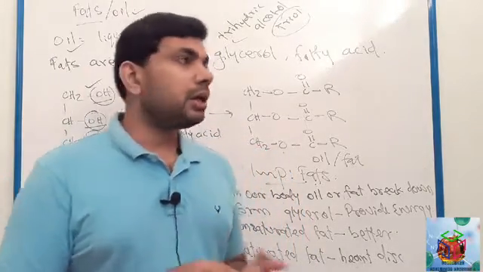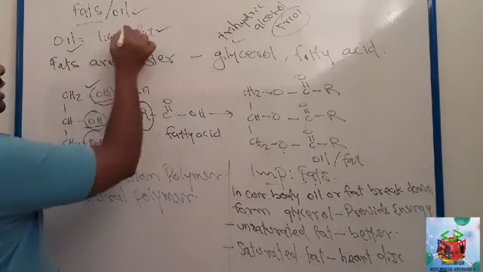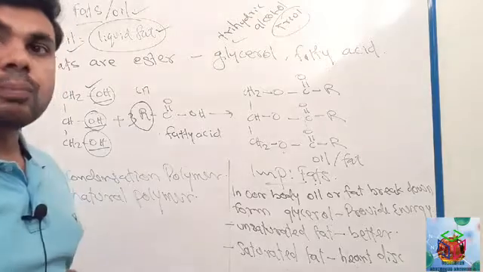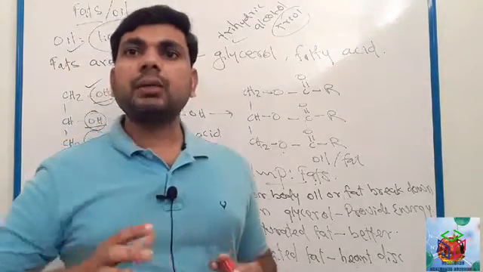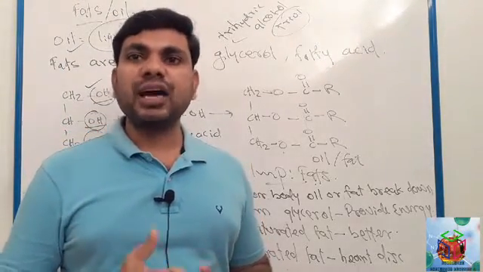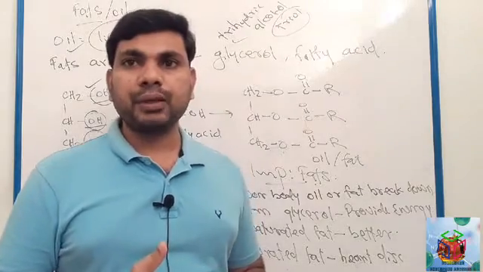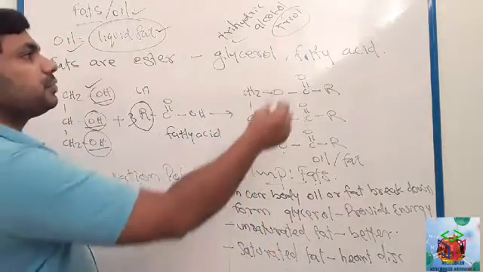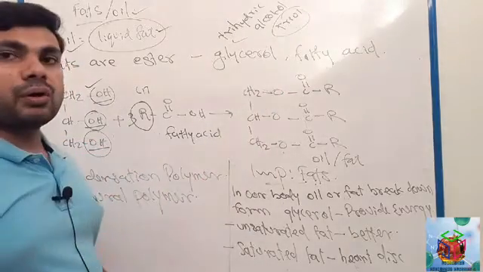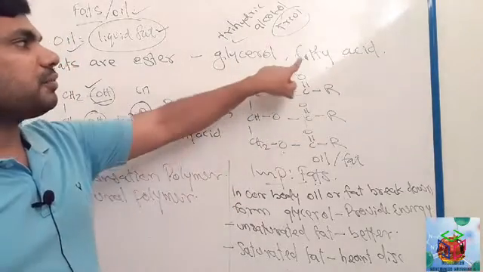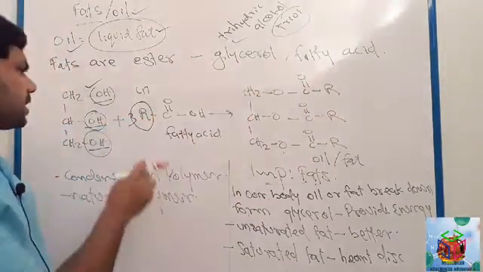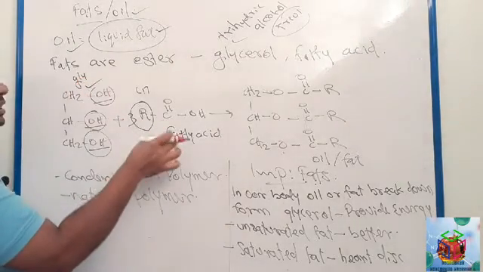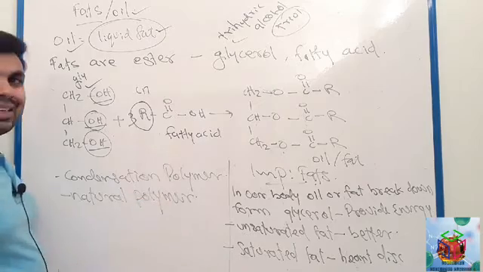Look here, this is oil or fat. Actually, oil means the liquid form of fat. So the monomers of oil or fat are fatty acid and glycerol. These are the monomers of oil or fat. And this is the structure of glycerol, and this is the structure of fatty acid.